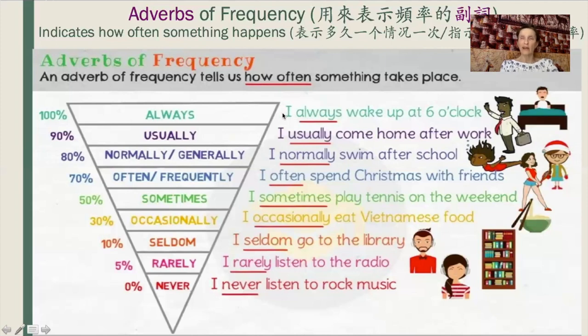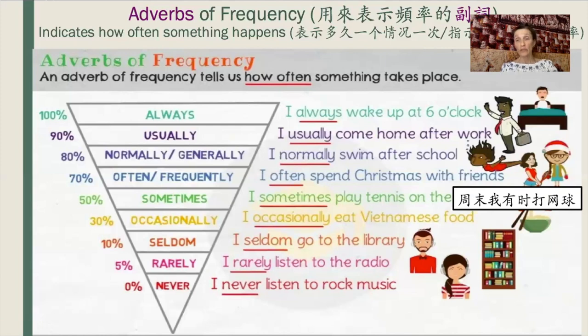Always I wake up at 6 o'clock. It's okay, but you don't hear people say that commonly. It might be said that way to make a point for emphasis. All right, so back to sometimes. Sometimes I play tennis on the weekend, and that sentence in Chinese would be 周末我有时打网球。So, 有时候，有些时候，有的时候，pretty much all that.